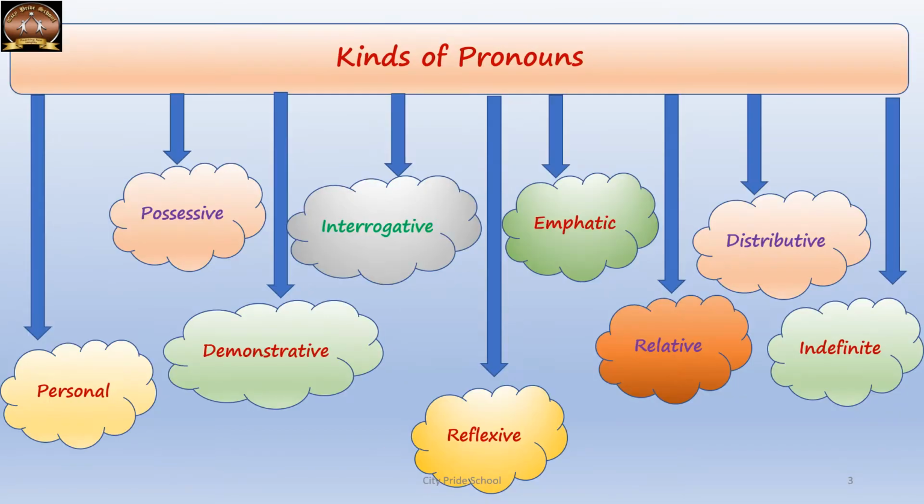Now, as I mentioned in the previous slide, 6 pronouns are going to be repeated, and 3 pronouns are going to be new for all of you. So in all, 9 pronouns. The pronouns that you've already done in 5th standard are personal, possessive, demonstrative, interrogative, distributive and indefinite. And the 3 new pronouns are reflexive, emphatic, and relative.